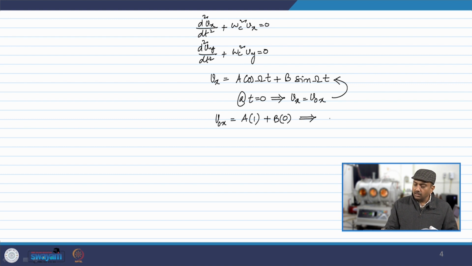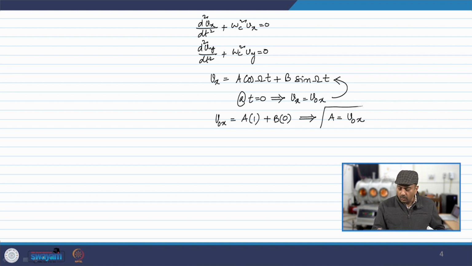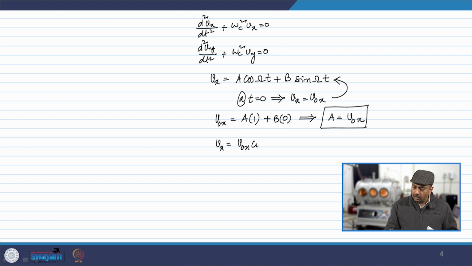That implies a is V0x. So, most importantly, we are not saying b is 0, but the value of a would be equal to V0x, the initial velocity along the x direction, right. So, we can now write in terms of Vx: Vx is V0x cos omega t plus b sin omega t.